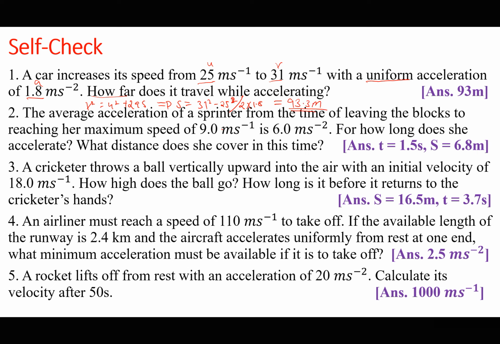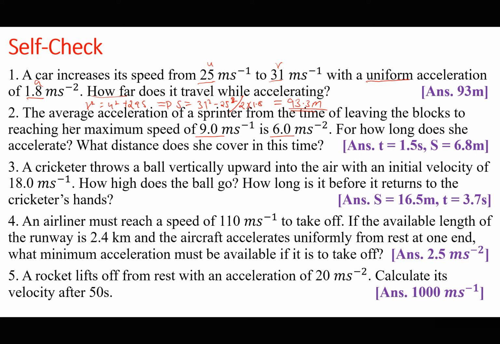The average acceleration of a sprinter from the time of leaving the blocks to reaching her maximum speed of 9 meters per second is 6.0 meters per second squared. How long does she accelerate? What distance does she cover? So I'm not going to solve all these equations. I'll just give you a hint.